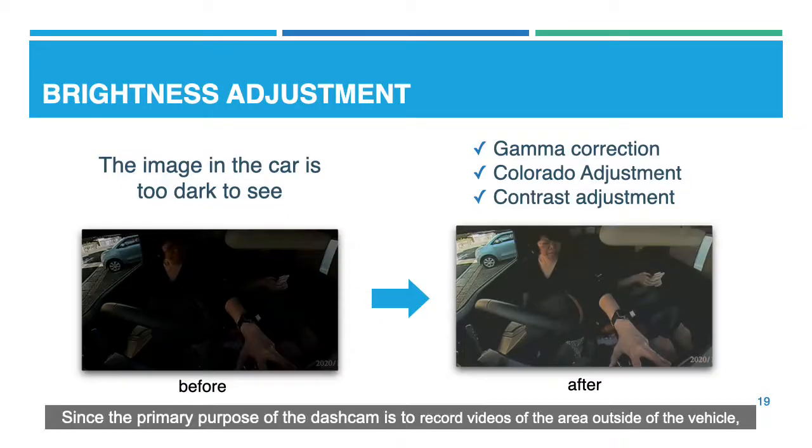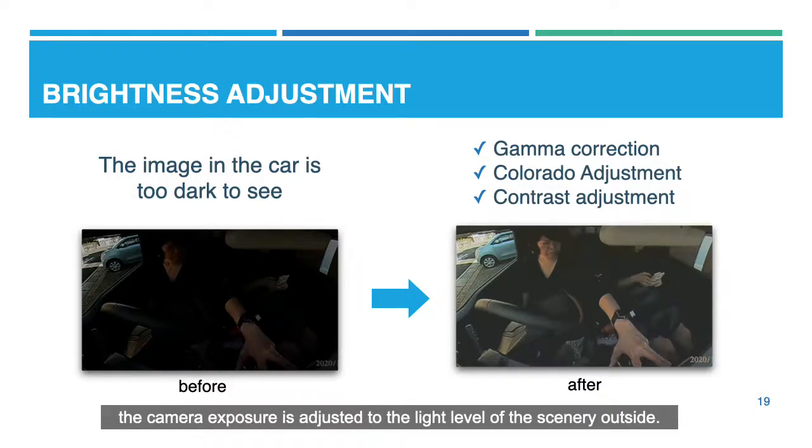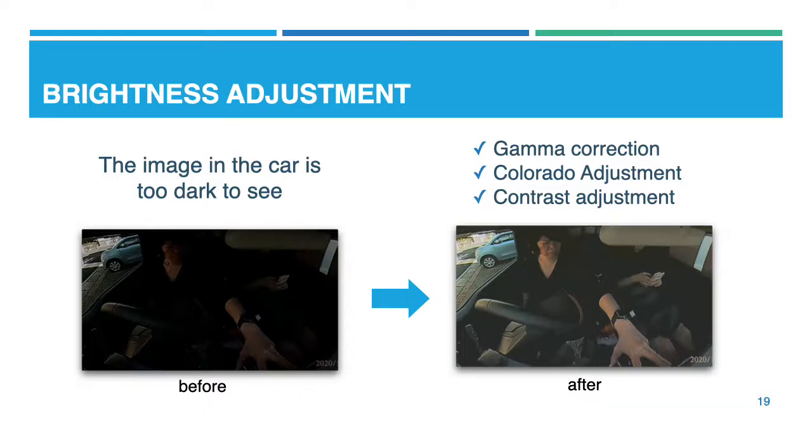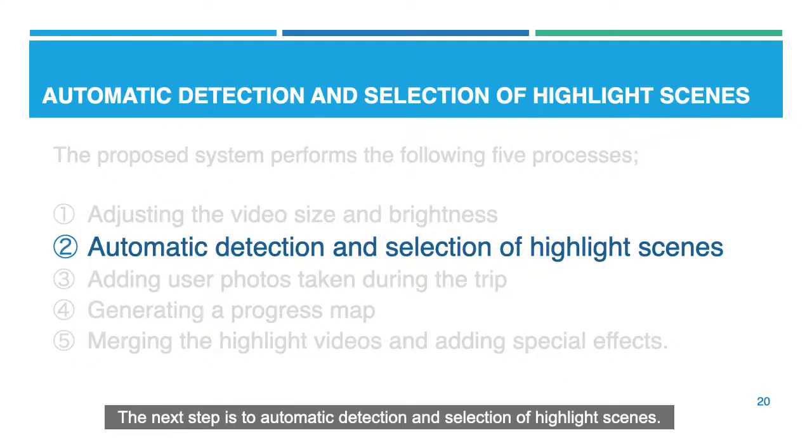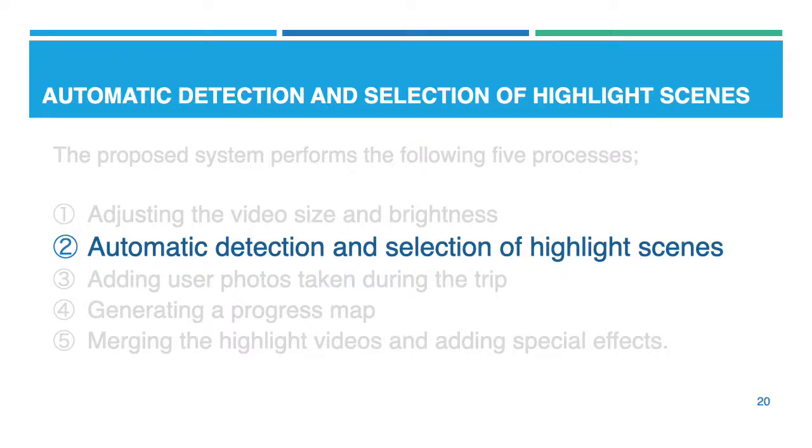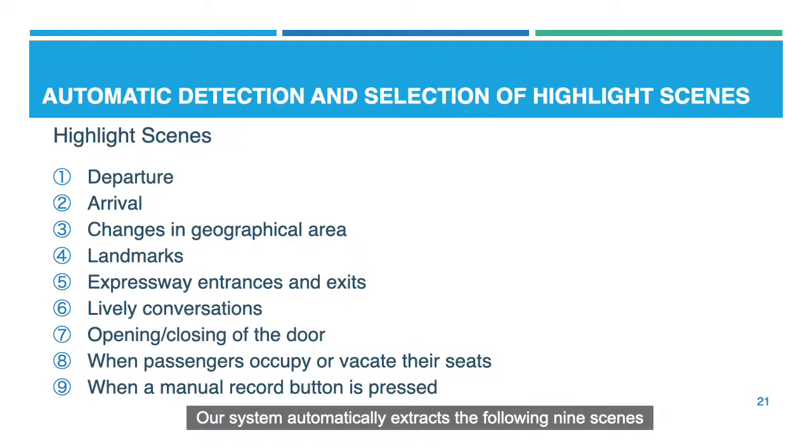Since the primary purpose of a dashcam is to record videos of the area outside of the vehicle, the camera exposure is adjusted to the right level of the scenery outside. So, we adjust the brightness for videos of the inside of the car. The next step is the automatic detection and selection of highlight scenes. Our system automatically extracts the following 9 scenes in which noteworthy events occur during the trip.